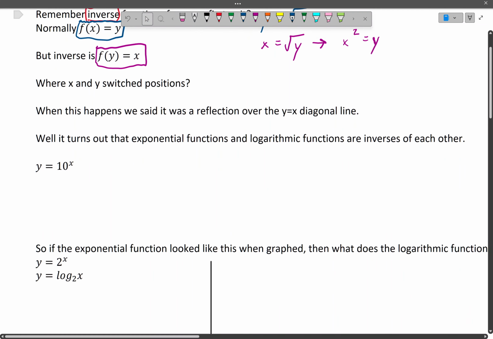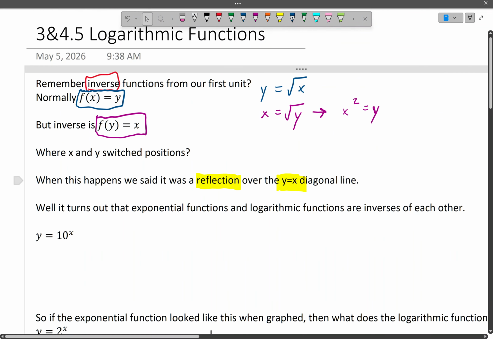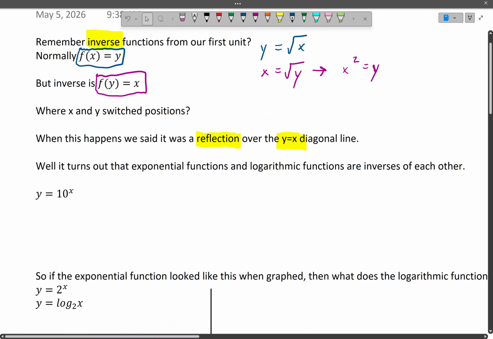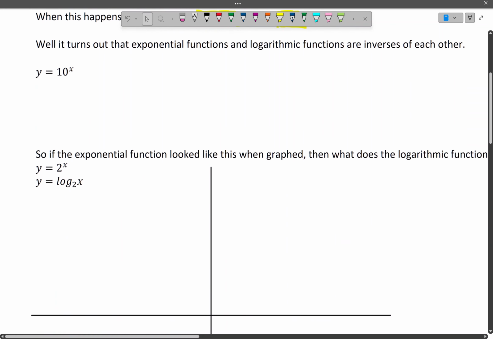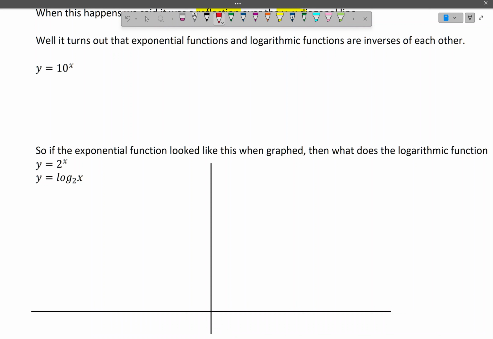Okay, so when that happens, we call this a reflection over the y equals x line, or we call it the inverse. Both are perfectly reasonable. We call it both ways. So it turns out that exponential functions and logarithmic functions are inverses of each other.